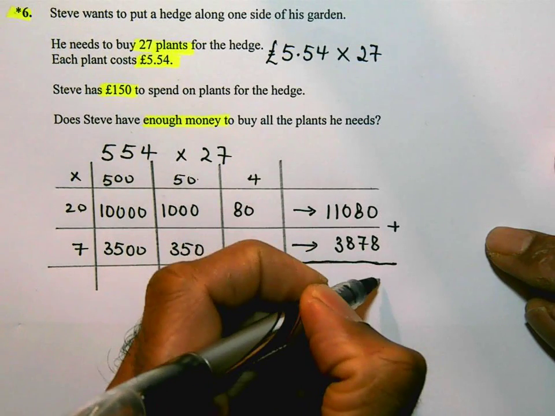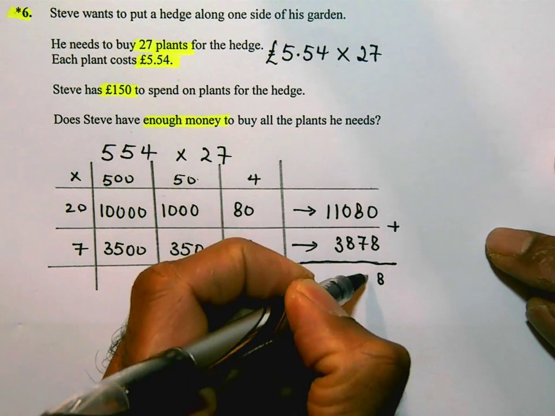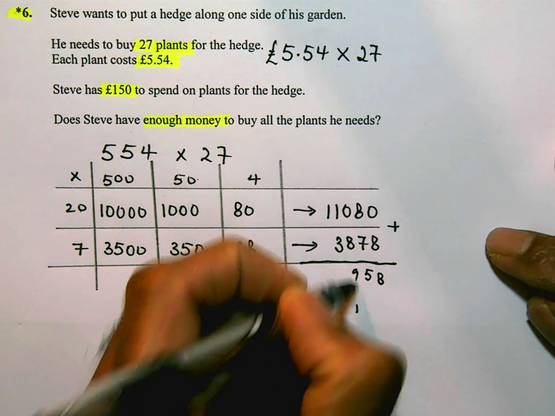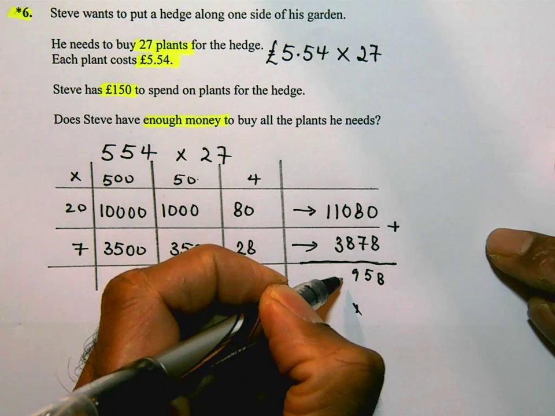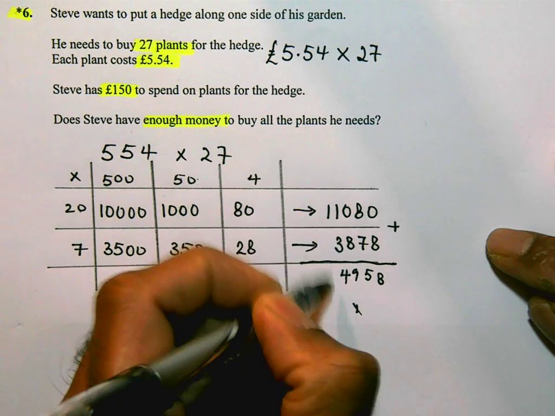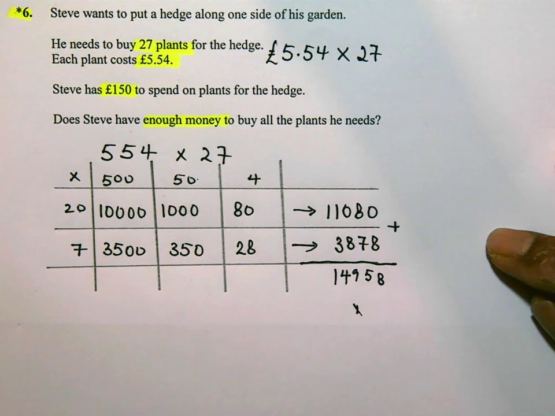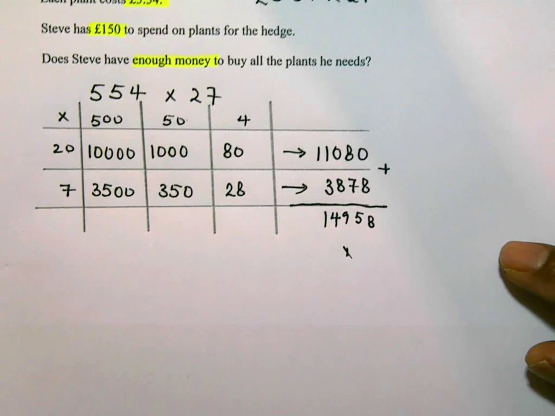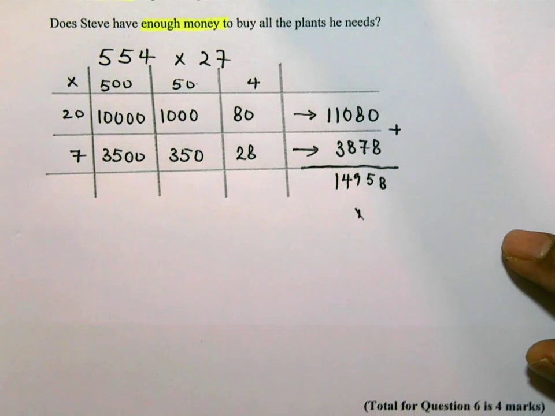8 plus 0 is 8. 8 plus 7 is 15, carry 1. 1 add 8 is 9. 3 add 1 is 4. And then the 1. So, what does this tell me then? The initial problem was to work out £5.54 times 27.